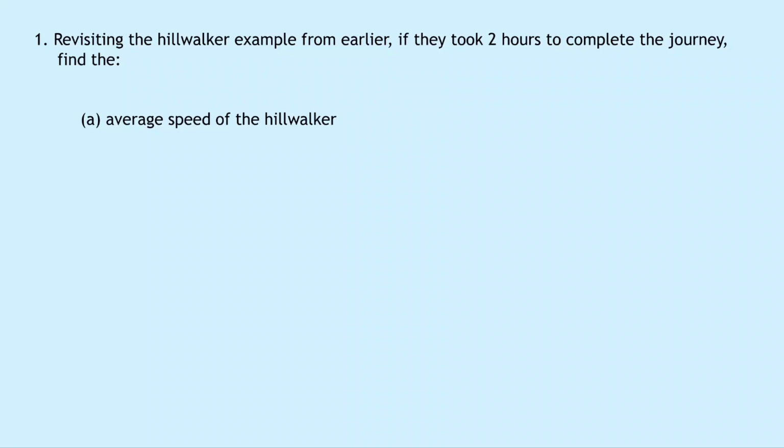So let's get started. Question one says, revisiting the hill walker example from earlier. So that is from the distance and displacement worked example video, so check that out if you haven't done so already. It says, if they took 2 hours to complete the journey, find the average speed of the hill walker. So to find average speed, we're just going to use the classic speed distance time formula, but it's the one with the average speed in it instead of just instantaneous speed.